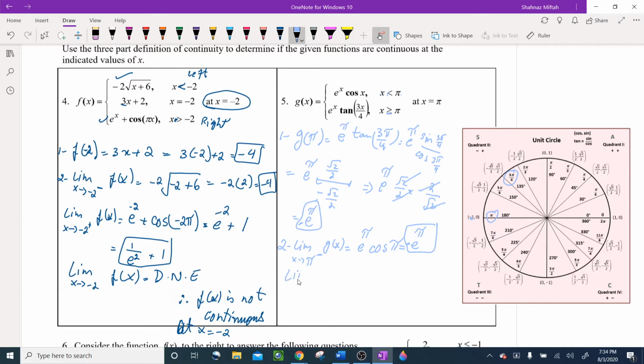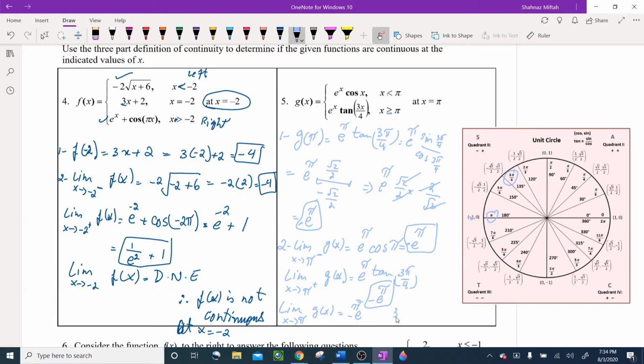Okay, cool. Now I have the limit as x approaches pi from the right of g of x. For the right, I'm using this portion. So we already got that one actually, e pi tangent 3 pi over 4. We already got this one right here, so I don't have to do this all over again. I know it's negative e pi. So can you guys see this? The defined point is negative e to the power pi. So it means the limit as x approaches pi of g of x is equal to negative e pi.